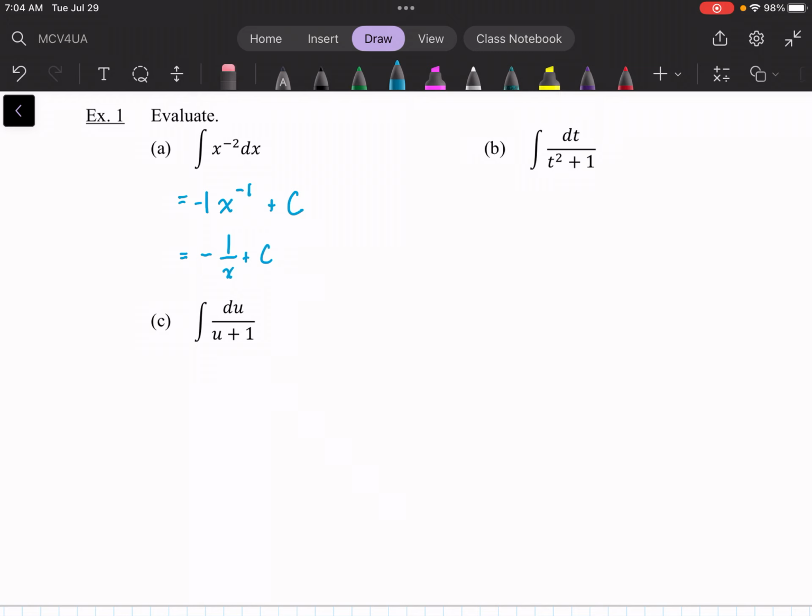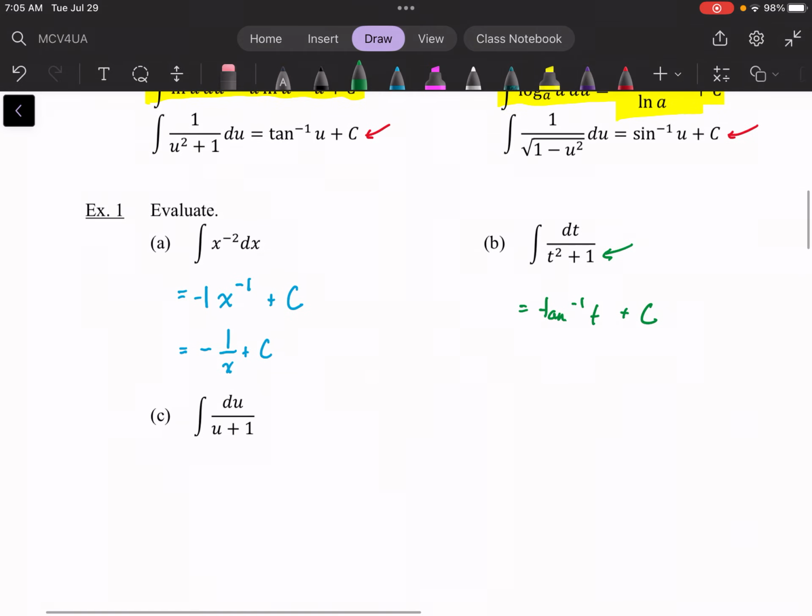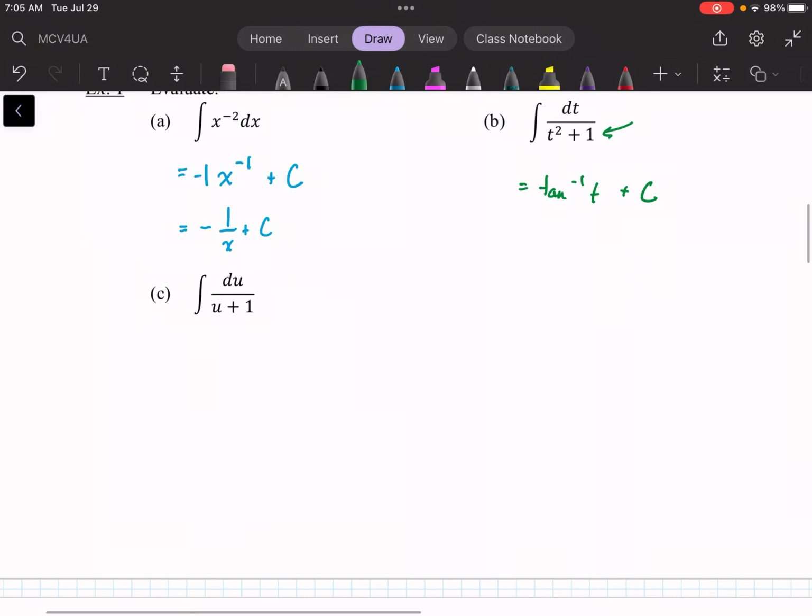Okay, this next one. Notice the t squared in the denominator, not necessarily the plus 1 part. The t squared part is what's of help, but the fact that it's being added to 1 is another instance. If you remember, this is actually the tan inverse of t plus c. It's right above there, just in a different letter.